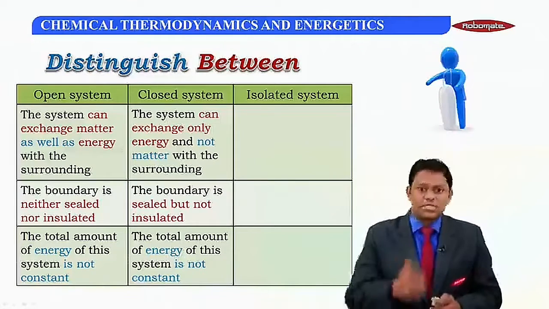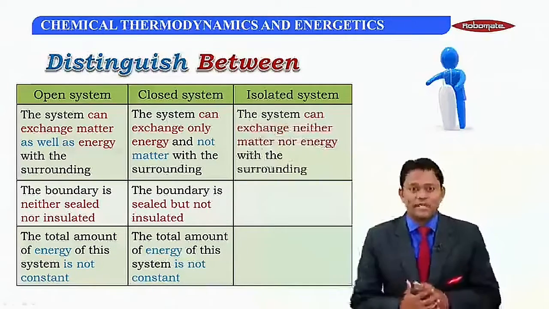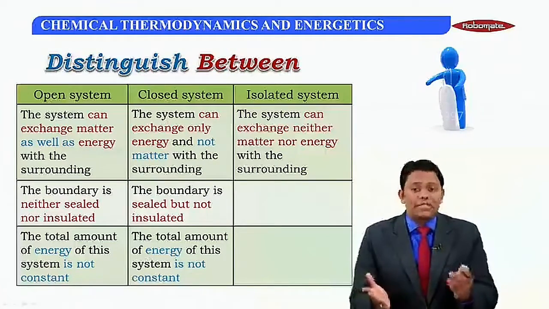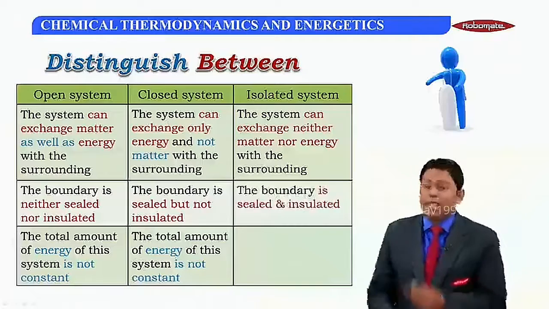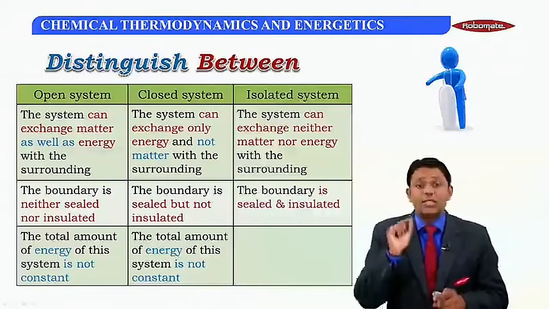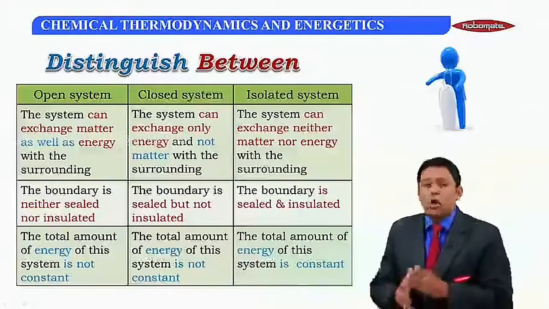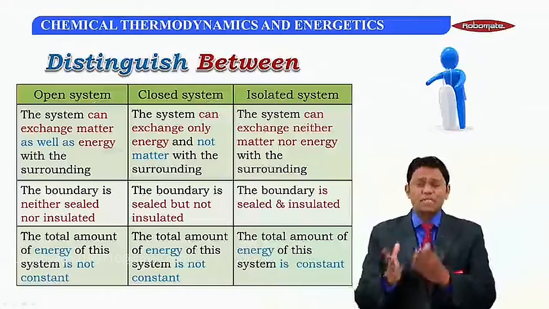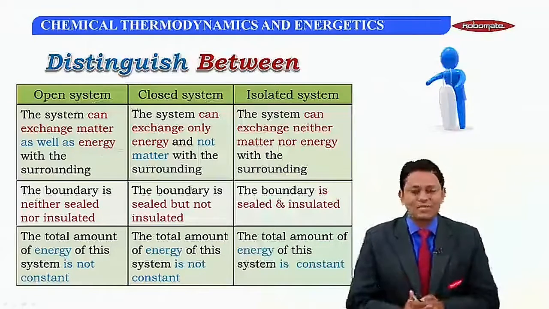But in the third system, the isolated system, the system can neither exchange energy nor matter. Therefore the boundary is sealed and insulated, and in this situation the total amount of energy will always remain constant. So this is what open system, closed system and isolated system are talking about.